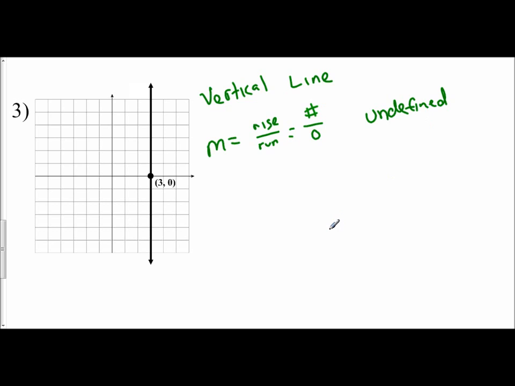And this is where you need to start remembering things. This is a vertical line. The equation of a vertical line is always x equals whatever number it goes through on the x-axis. So the equation of this line is x equals 3. We cannot write a vertical line in slope-intercept form because there is no y value to solve for here. So x equals 3 is your answer.